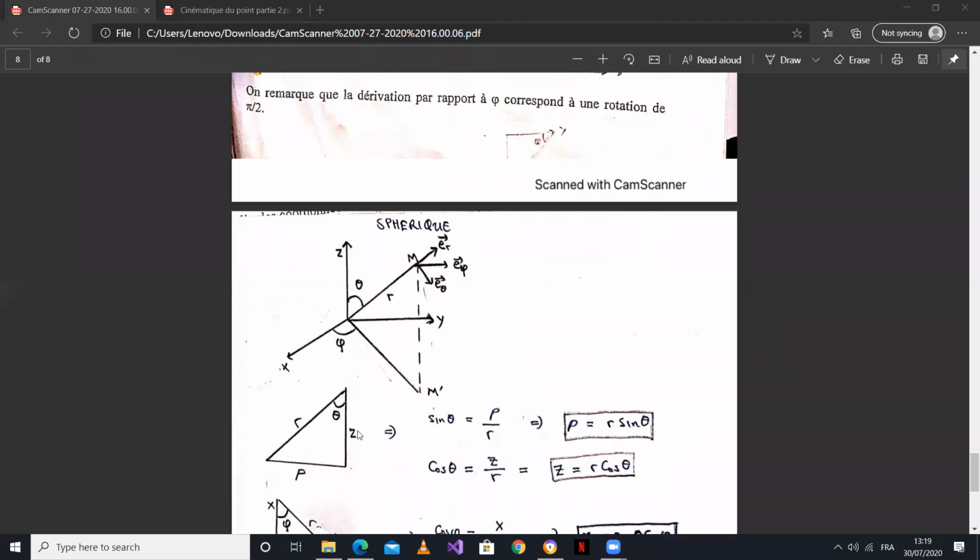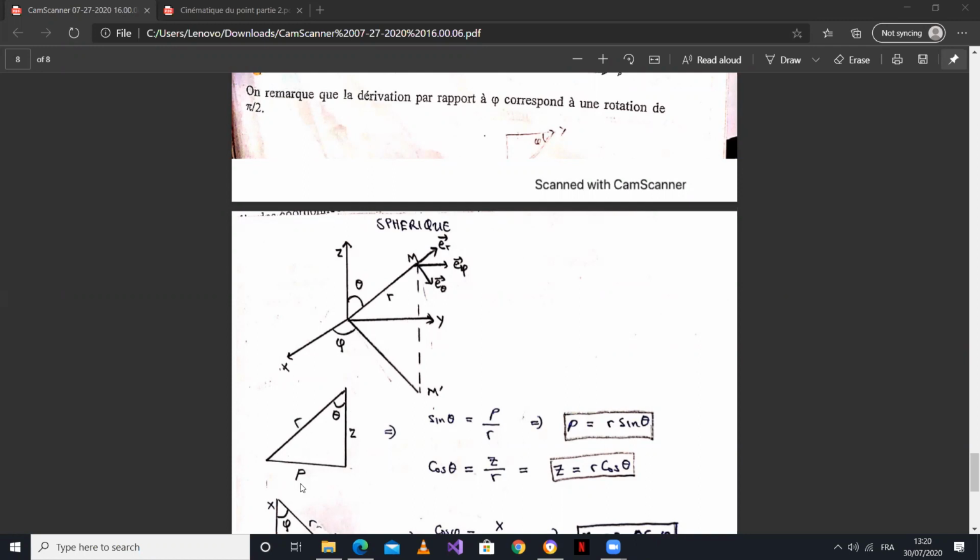Then from here, after extracting this triangle, I can simply use Sohcahtoa to find the expression for Z and rho. They are the ones I'm looking for. I want the expression for Z and for rho in terms of R, theta, and phi. Okay, so we begin with sine. We say sine theta. Sine theta is going to be the opposite over the hypotenuse.